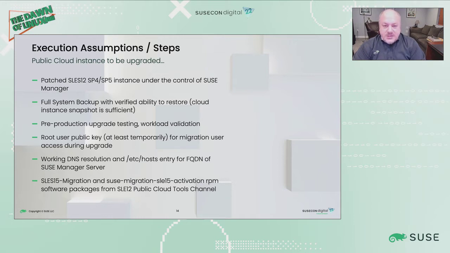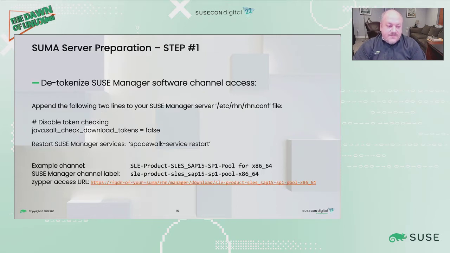Two software packages will have to be installed to facilitate the upgrade. These are SLES15 migration and SUSE migration SLE15 activation RPM. These come from the SLES12 public cloud tools environment. So to walk you through the details along with the instructions that will be provided, I've created a few slides that just give you the highlights.